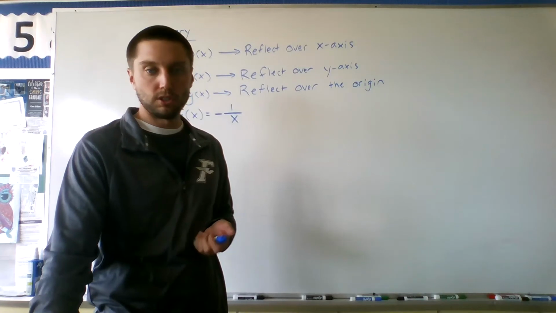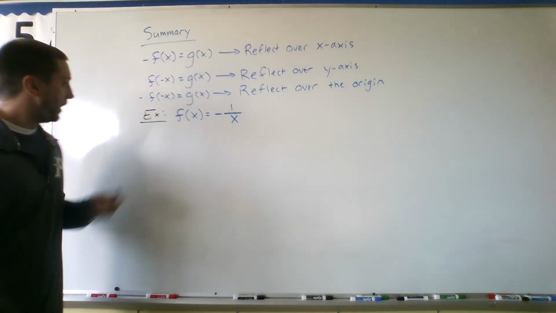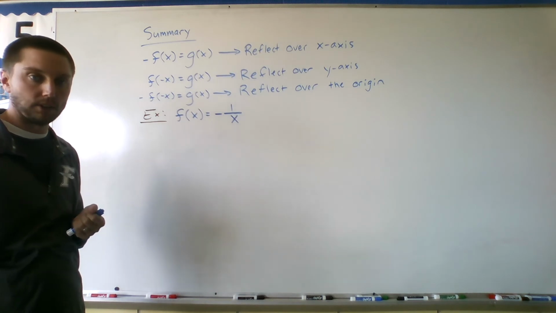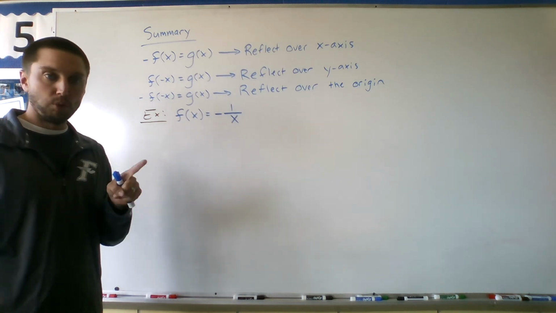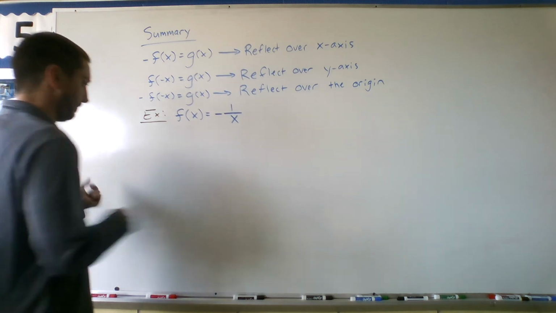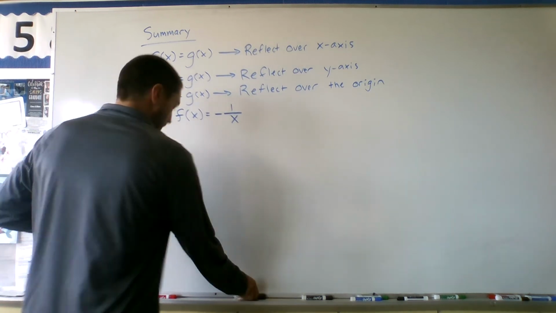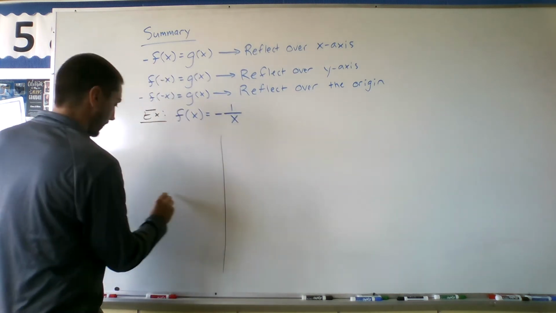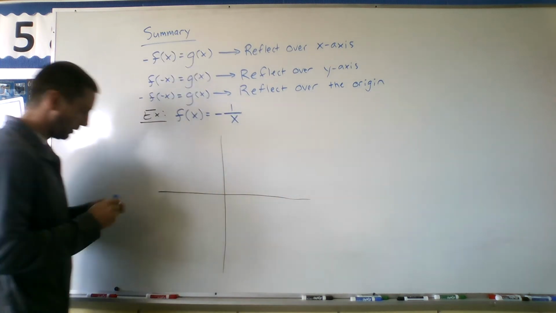All right, so let's do some more examples here. So f of x equals negative 1 over x. I want you to graph this without a calculator. So step one, what's my parent function? I need to be able to draw my parent function. So I need to know 1 over x is my parent function. We can recognize that, but I need to remember what that looks like.